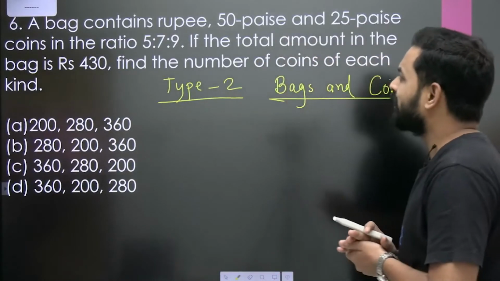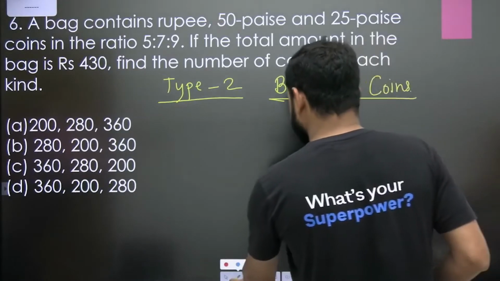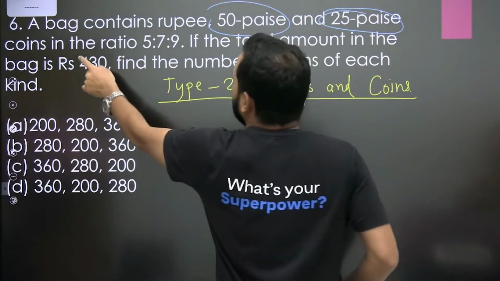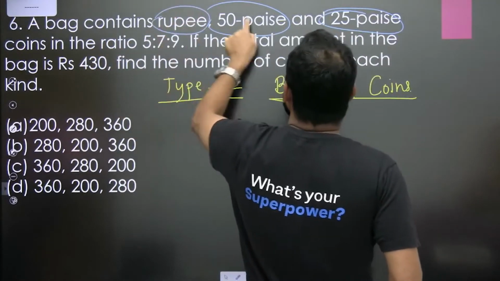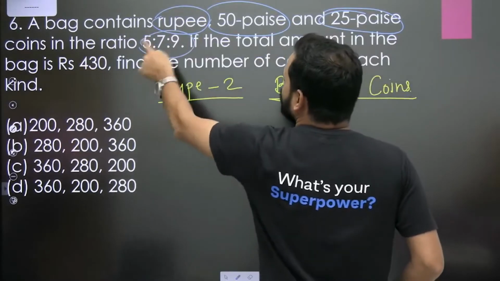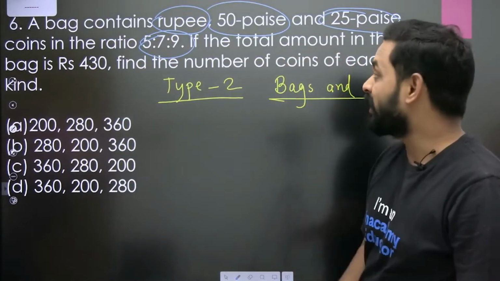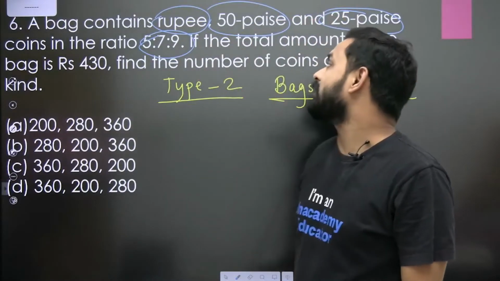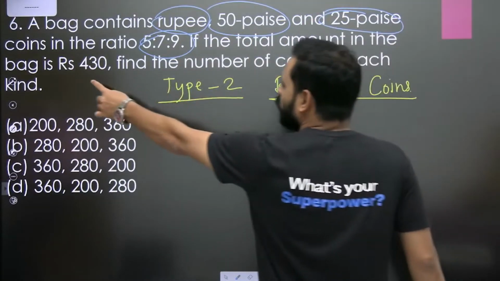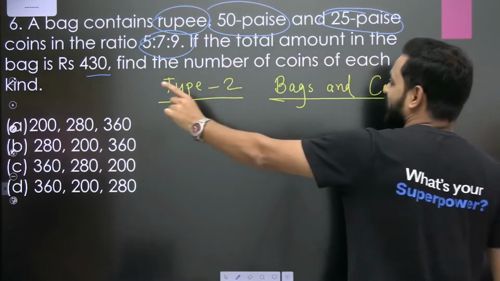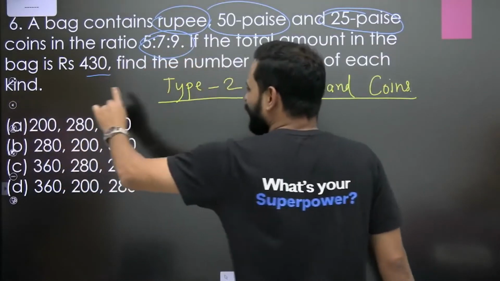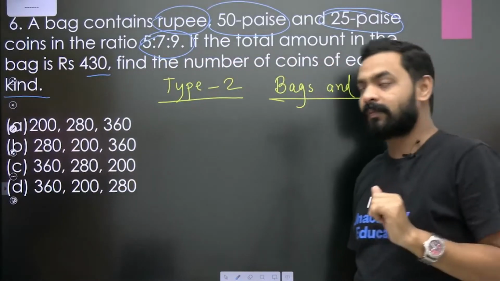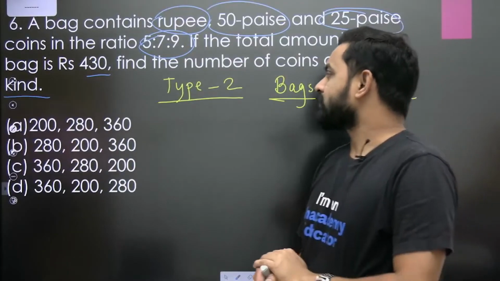So bear with me. The question is: a bag contains a rupee, 50 paise and 25 paise coins in the ratio of 5:7:9. Order is very important. A rupee is 5 units, 50 paise is 7 units and 25 paise is 9 units. The total amount is 430. Find the number of coins of each kind. There can be multiple ways in which you can solve this question.